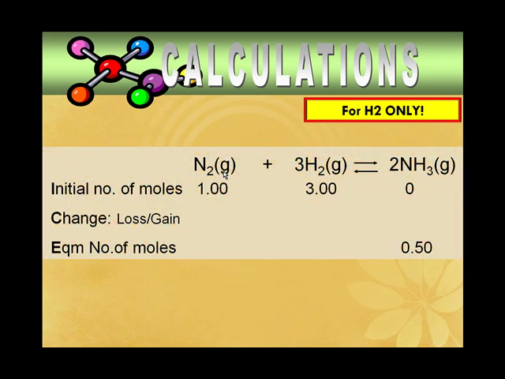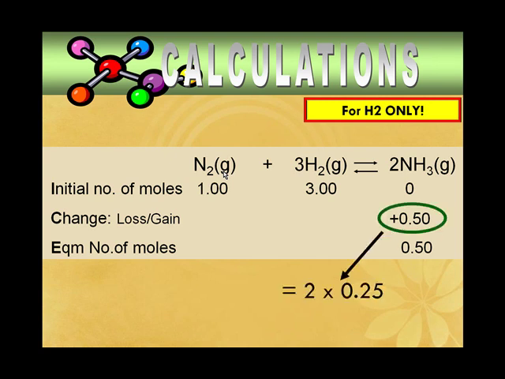We draw up the ICE table again. Initial number of moles of N2 is 1.00 mole. Initial number of moles of H2 is 3.00. We started out with nothing. No ammonia gas was present in the system initially. But at the end, you know that the equilibrium number of ammonia is 0.50. So from 0 to 0.50, this would mean that there is a gain of positive 0.50 mole of ammonia.